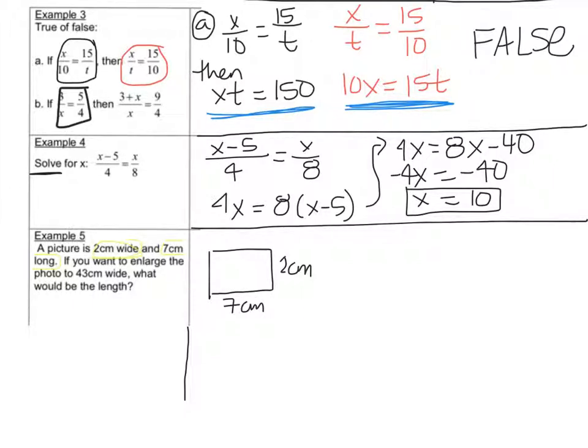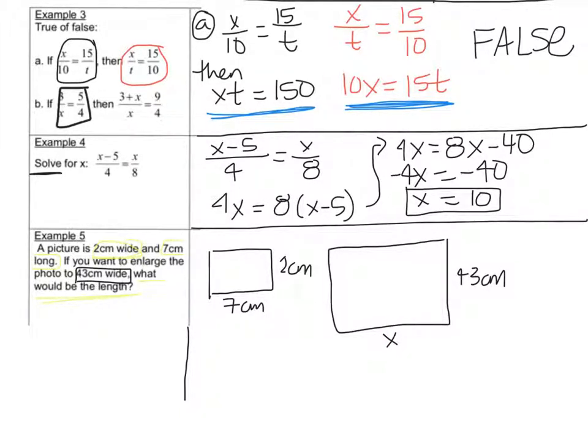If I want to enlarge the photo, the width is going to change to 43 centimeters. So now I've got this larger picture that's going to have a width of 43 centimeters. And now they're asking, what would the length be? That's why I'm putting an X here. I don't know what the length would be.